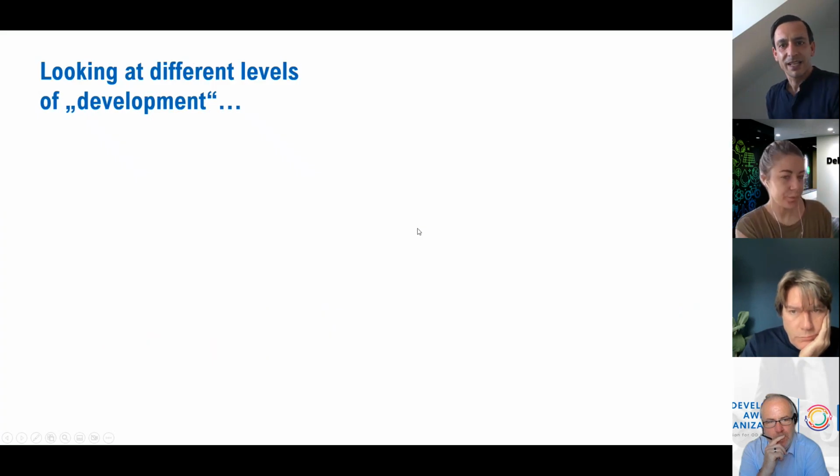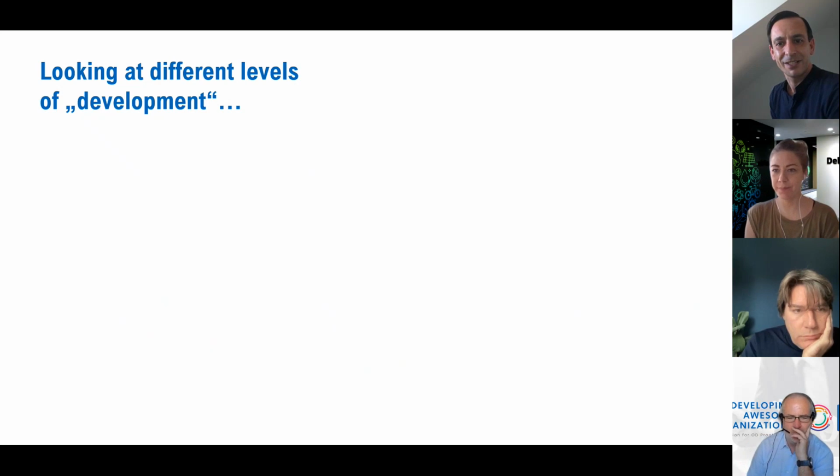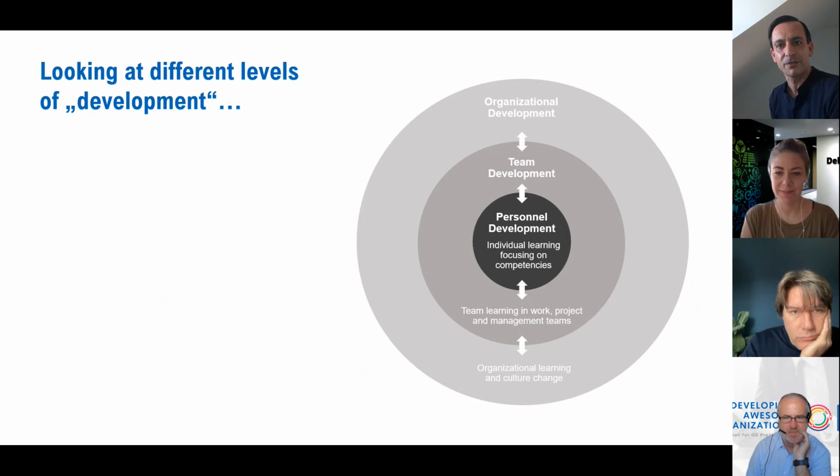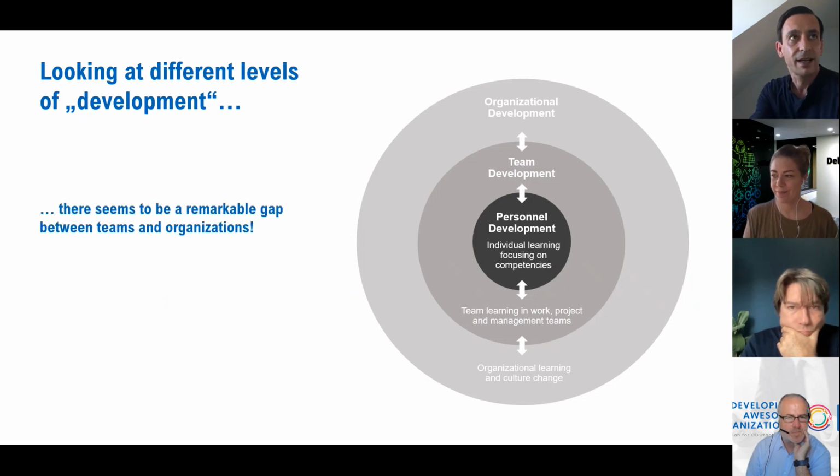But starting with the basics, a slide I usually use when I present things to my students is looking at development in organizations at different levels. What every one of you knows, you have personal development, which focuses on individual learning and competencies and getting individuals more competent, more confident in what they are doing. You also have team development, which focuses on team learning in work, project, or management teams. And then you suddenly make a huge jump to organizational development, which is about organizational learning and culture change.